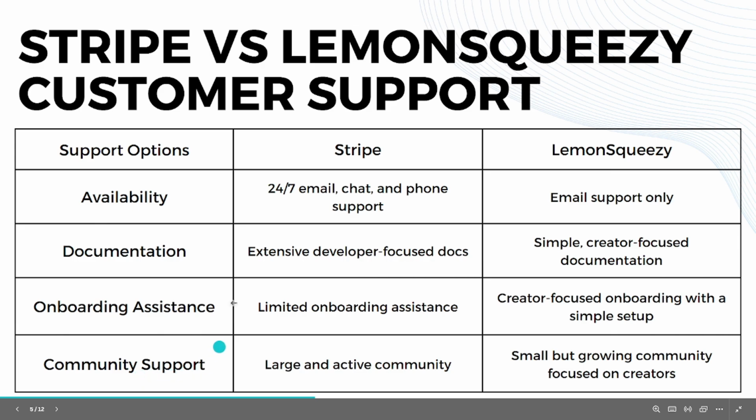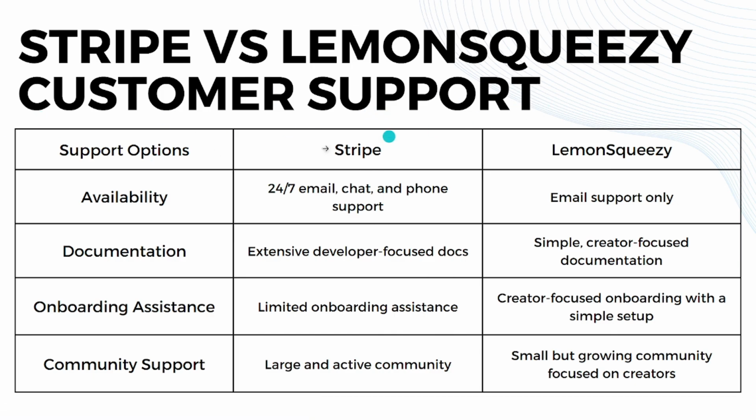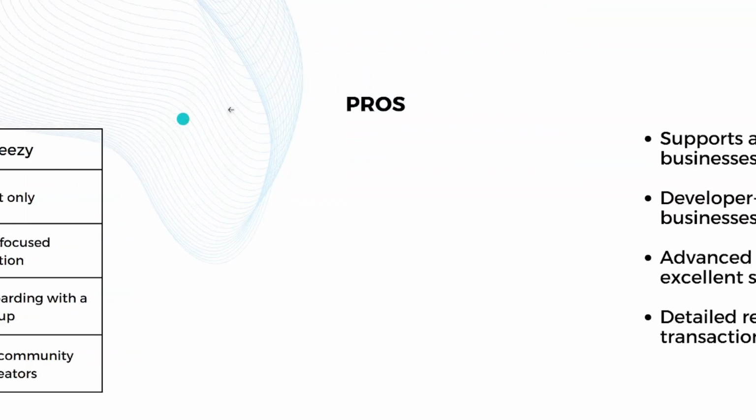Lastly, for community support, Stripe is very large and they have an active community. Lemon Squeezy is small, but they have a growing community and it's focused on creators. So that's it for the customer support. So now we're done with the features, pricing, performance, and customer support comparison. Now let's go to pros and cons.